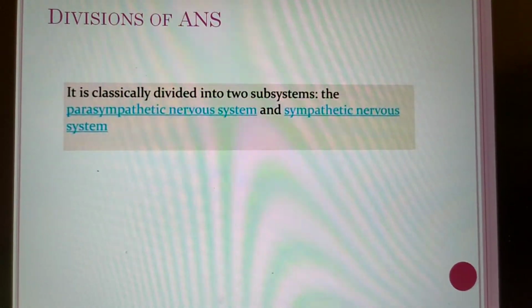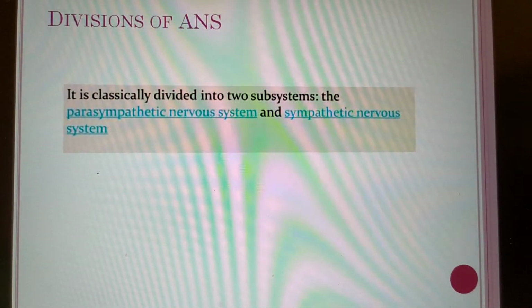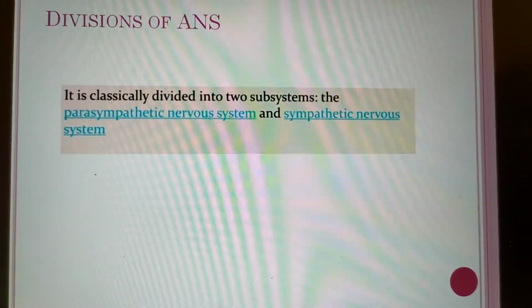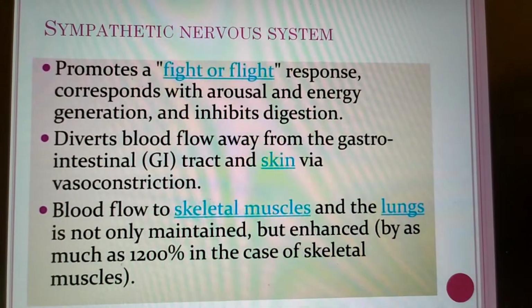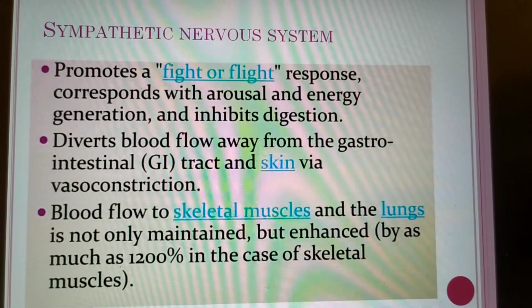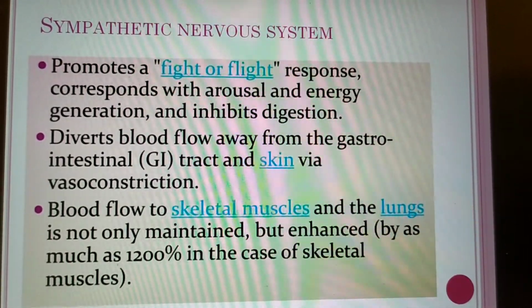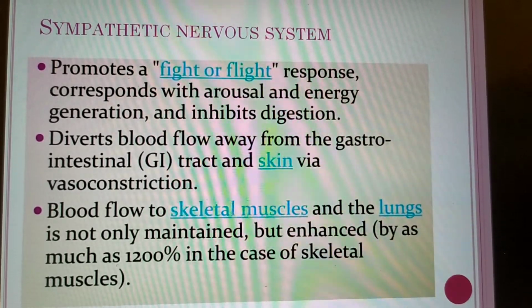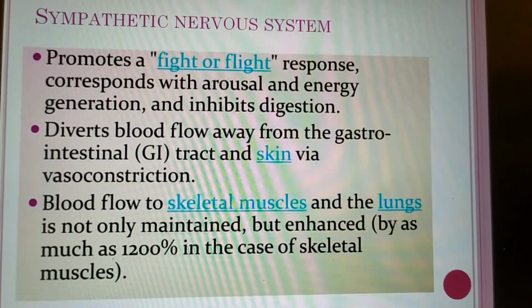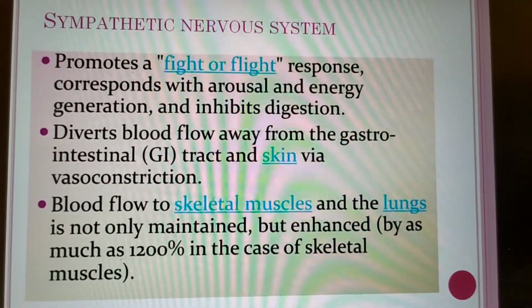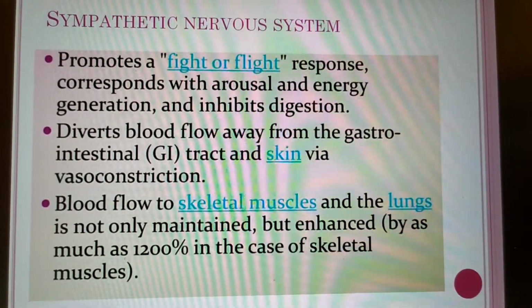So, the ANS is divided into two subsystems, the parasympathetic nervous system and the sympathetic nervous system. So first we will discuss the sympathetic nervous system. The sympathetic nervous system or SNS promotes a fight or flight response, corresponds with arousal and energy generation, and inhibits digestion. Both the systems are working in opposite directions.